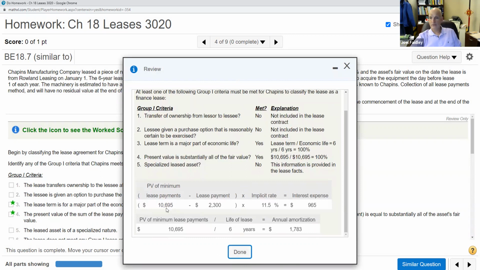All right, and then the first year's payment, present value of minimum lease payment, $10,695. Well, you're making the first payment right off the bat, so that's not included in your first year's calculation of interest expense. So $10,695 minus $2,300 times 11.5%, that's going to be my interest expense for year 2, the start of year 2. All right, and then there's my amortization, or some would say depreciation, $1,783.